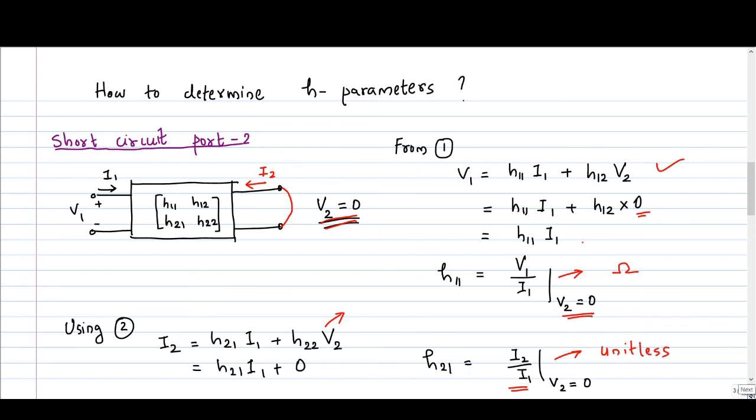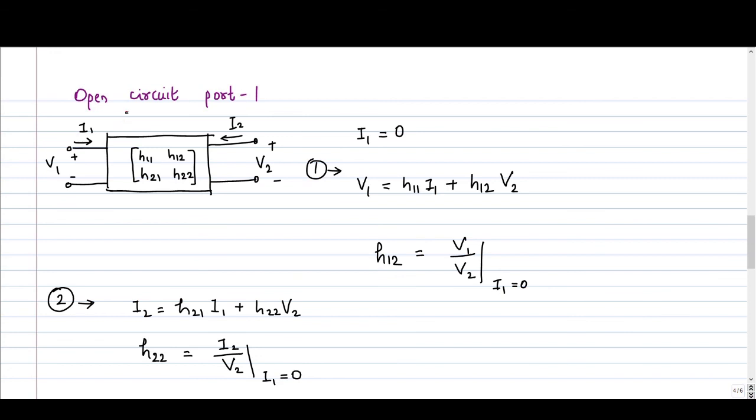Now coming to the other two parameters. We have calculated H11 and H21. Now we have to determine H12 and H22. To do that, you can open circuit the input port and apply the condition. So if I open circuit port 1, what happens? Current in port 1, I1, becomes 0.